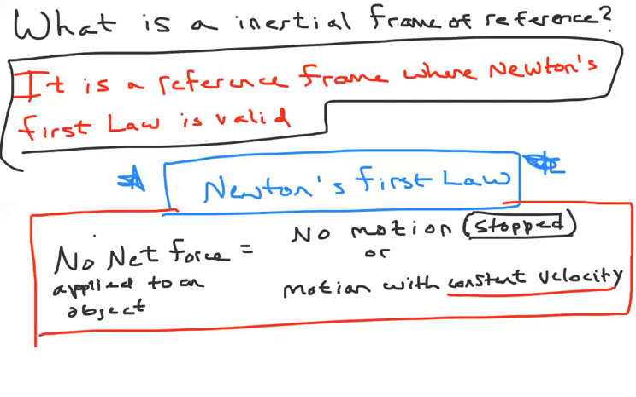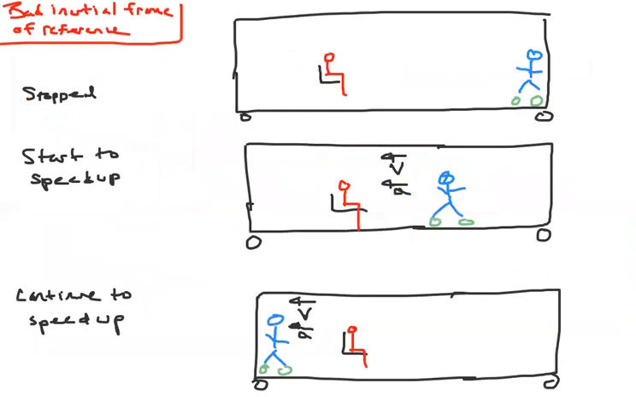So what does all this have to do with inertial frames of reference? Well, let's start with the bad inertial frame of reference, because you'll kind of see what's going on here. And then when we look at a good one, you'll be like, oh, that makes perfect sense. Yeah, that's how it should be.